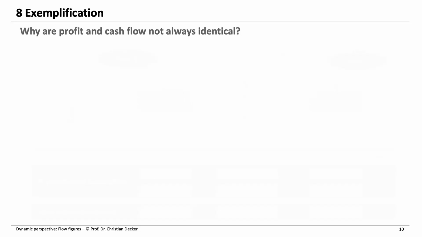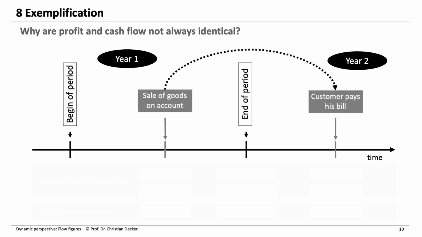Why are profit and cash flow not always identical? The relevance or irrelevance of the realization principle has already been pointed out earlier. This can be explained by using a simple example. A company sells goods on account in year 1. It is agreed that the customer will not pay his invoice until year 2.